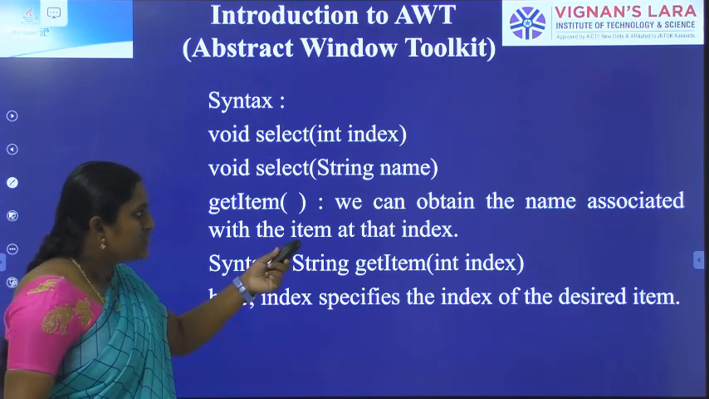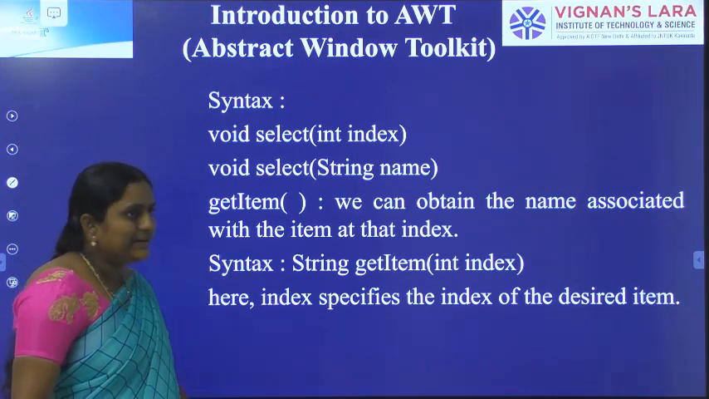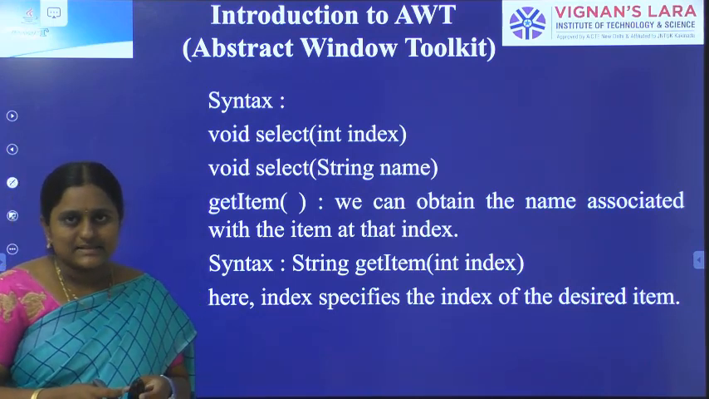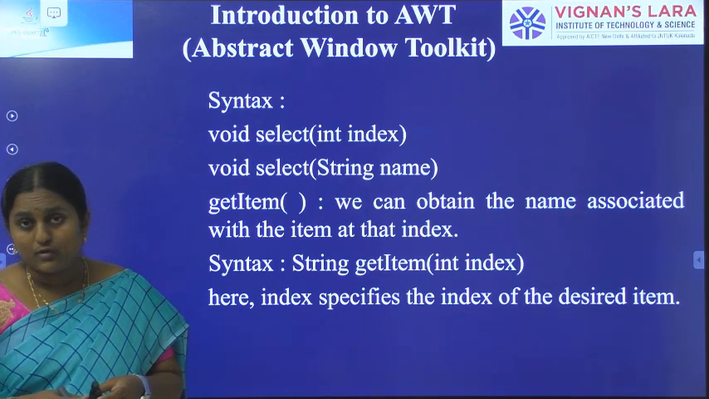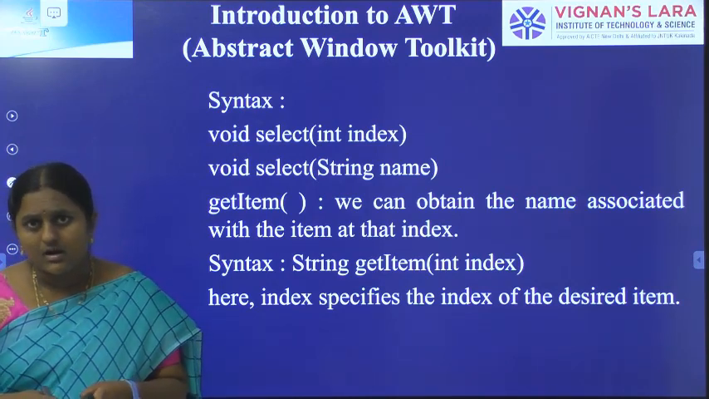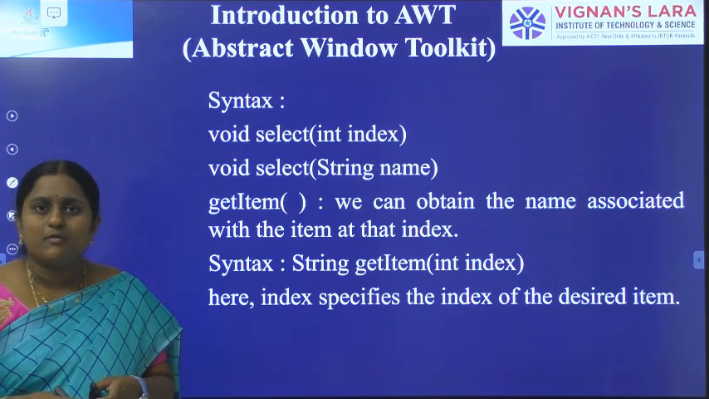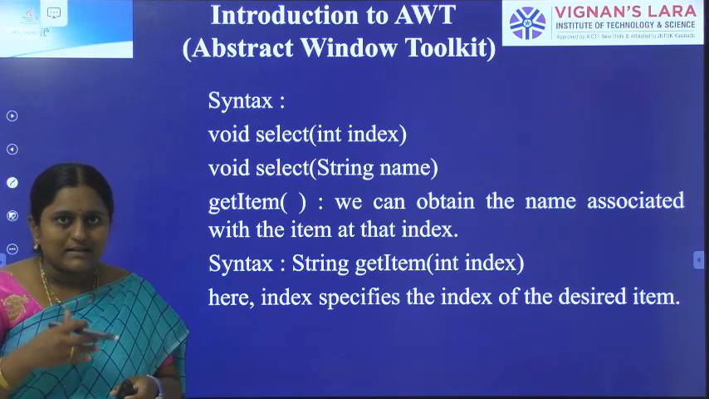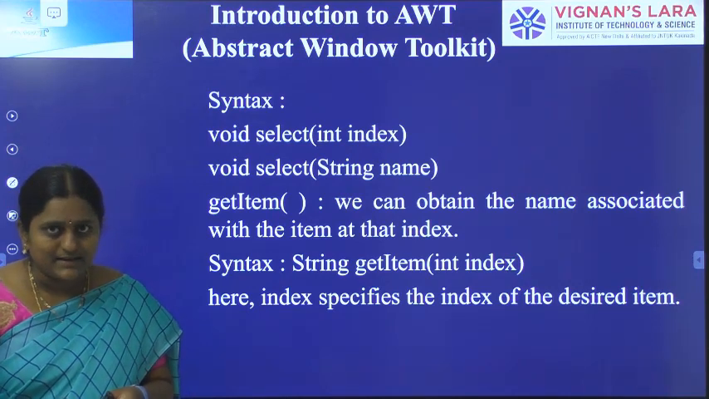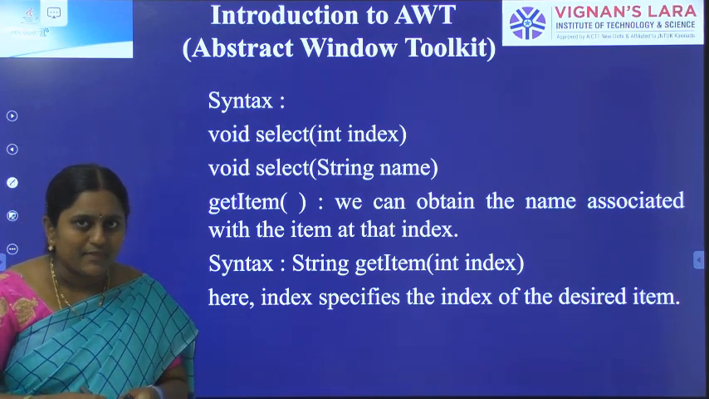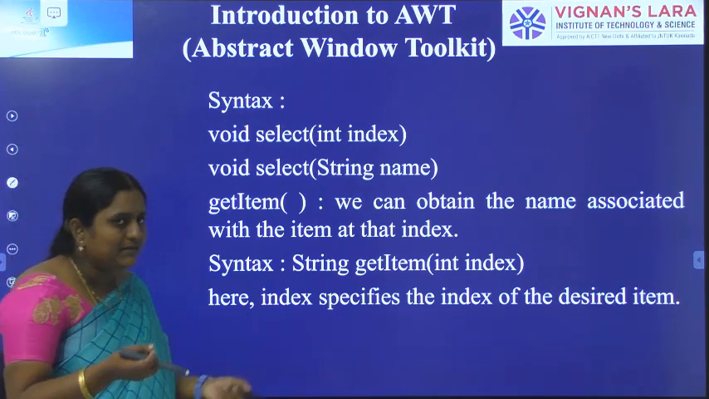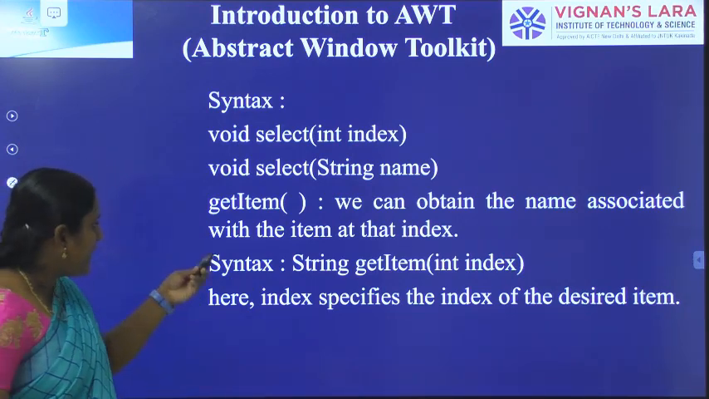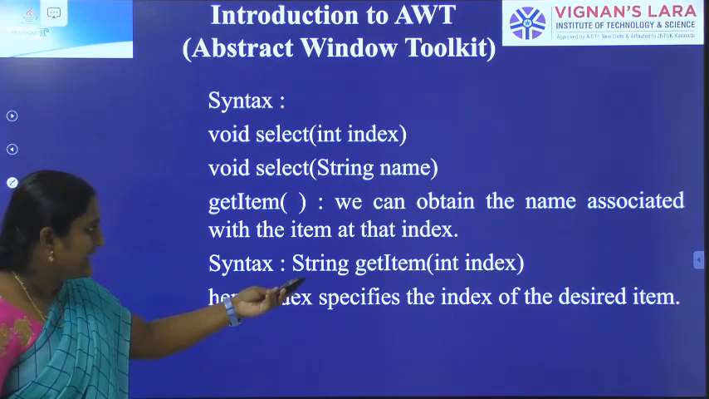Next one, getItem. So we can obtain the name associated with the item at the index. For example, in the choice, a number of items are there, like CSE, CE. Let us take an example of branches: CSE, CE, EEE, IT, mechanical, automobile. Out of which, sometimes we want to know, suppose I want to know the EC index value. In which index value on the choice is it placed? In those situations, the getItem method will help us determine which item is placed in which index. We can retrieve it easily.